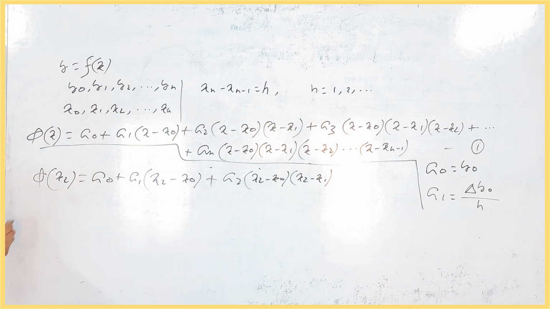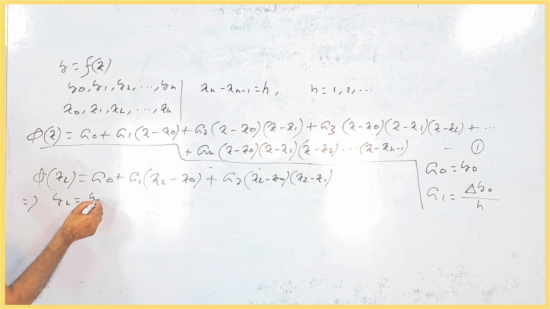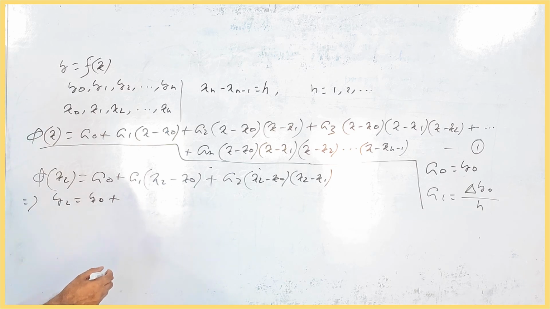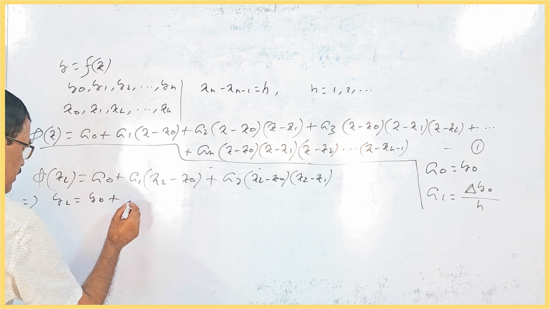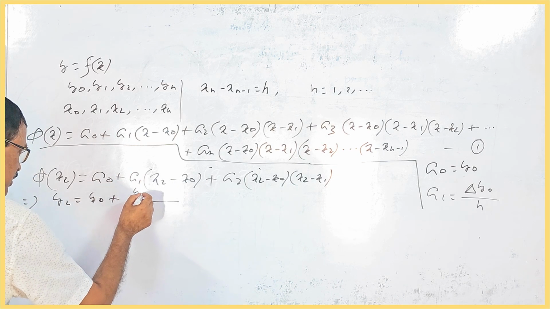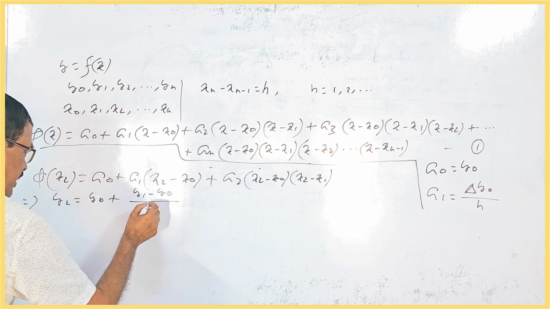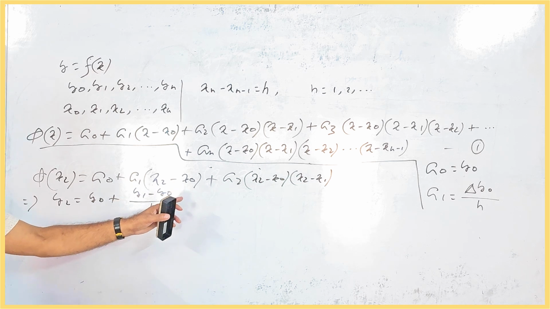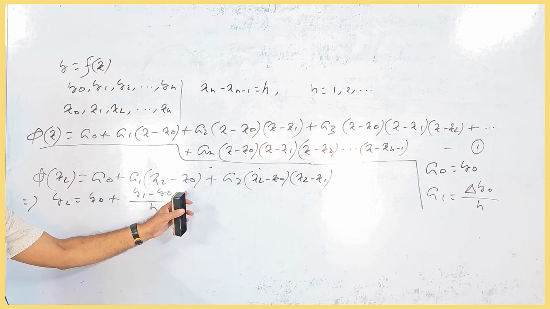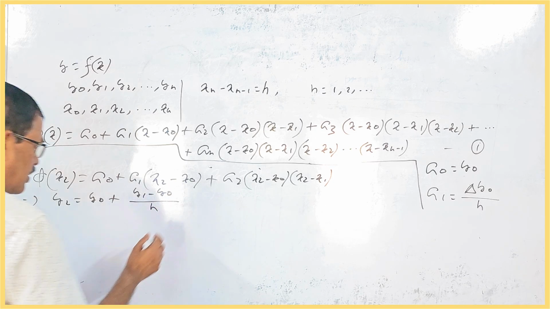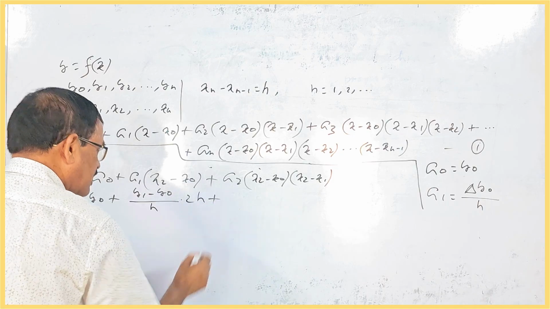Now I will put the values one by one. On the left hand side it is y2, and a0 equals y0, plus a1. I can put the value of a1 equal to delta y0, that is (y1 minus y0), divided by h. And then x2 minus x0, the difference between x2 and x0, is twice h, because there are two steps: from x2 to x1 one h, and again from x1 to x0 another h. So altogether there are two h. So it will be multiplied by twice h, plus a2.